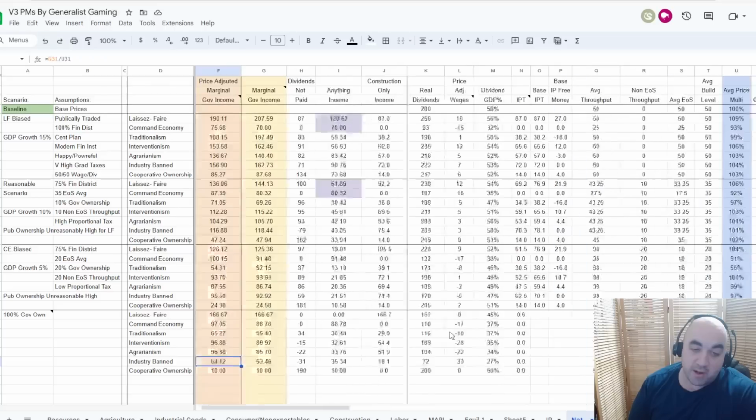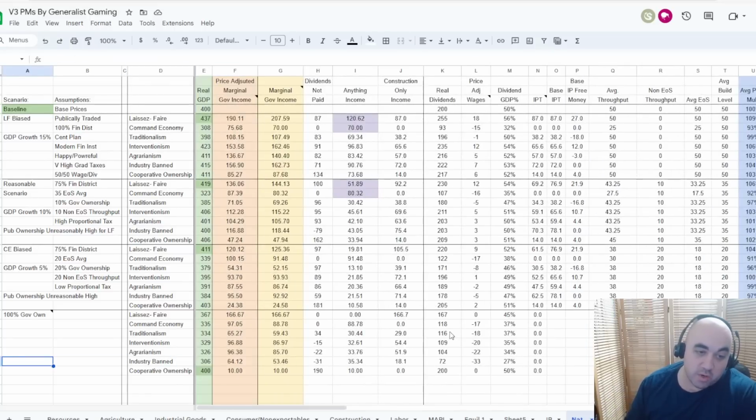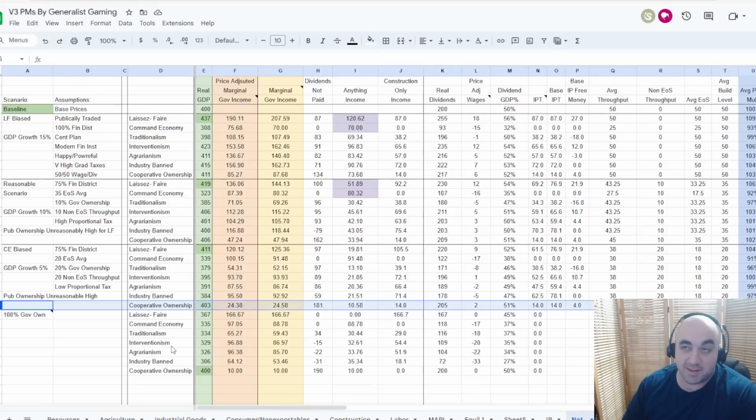Also, a bit of an outlier throughout the spreadsheet is cooperative ownership. This has not really been the emphasis here, but cooperative ownership doesn't have government ownership or private ownership. All the buildings are owned by the people there. Way better for SOL, and it's just kind of a little bit of an aberration.